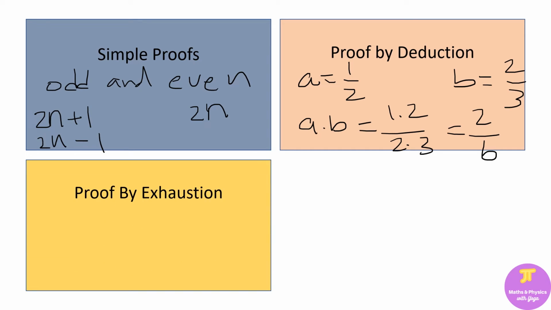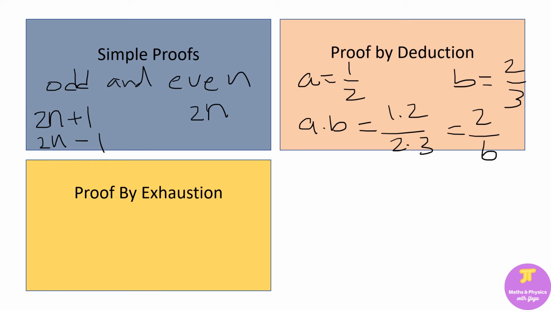The third type of proof is called proof by exhaustion. A proof by exhaustion is about breaking things down into two or more cases, and you have to make sure that your cases cover all possible situations. Then prove separately that the statement is true for each case. That is called proof by exhaustion.